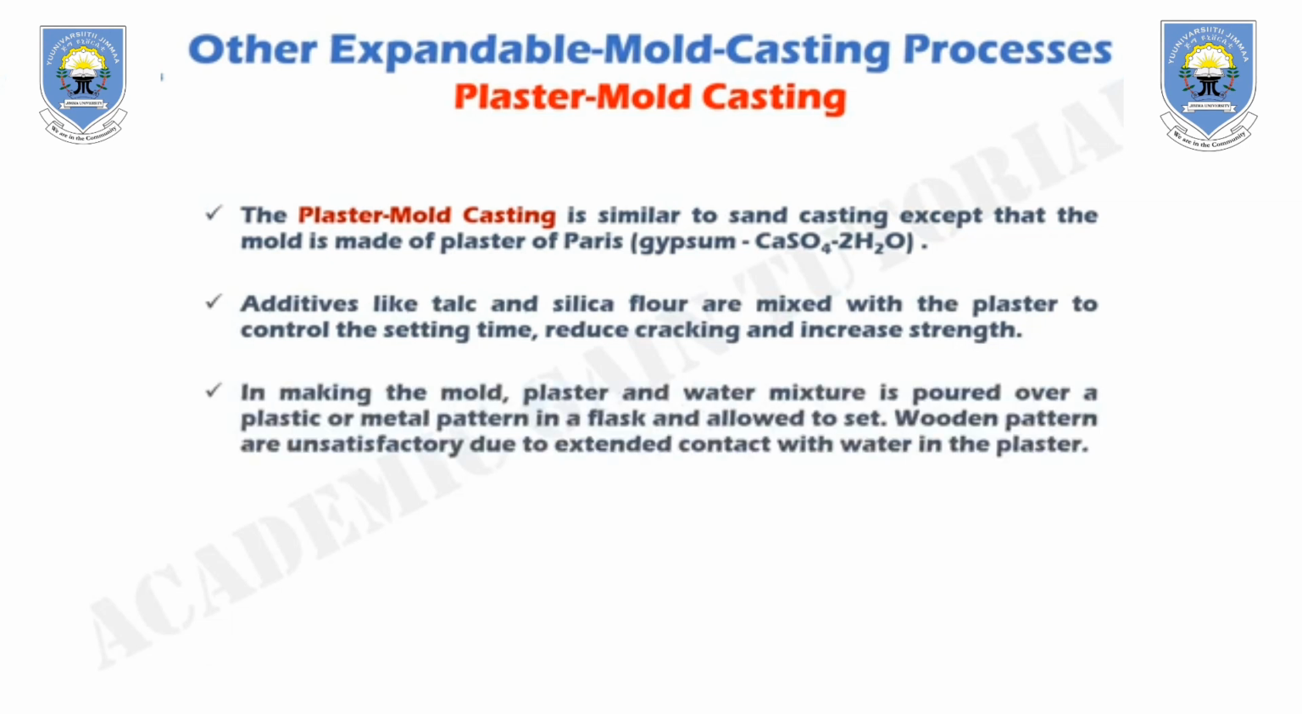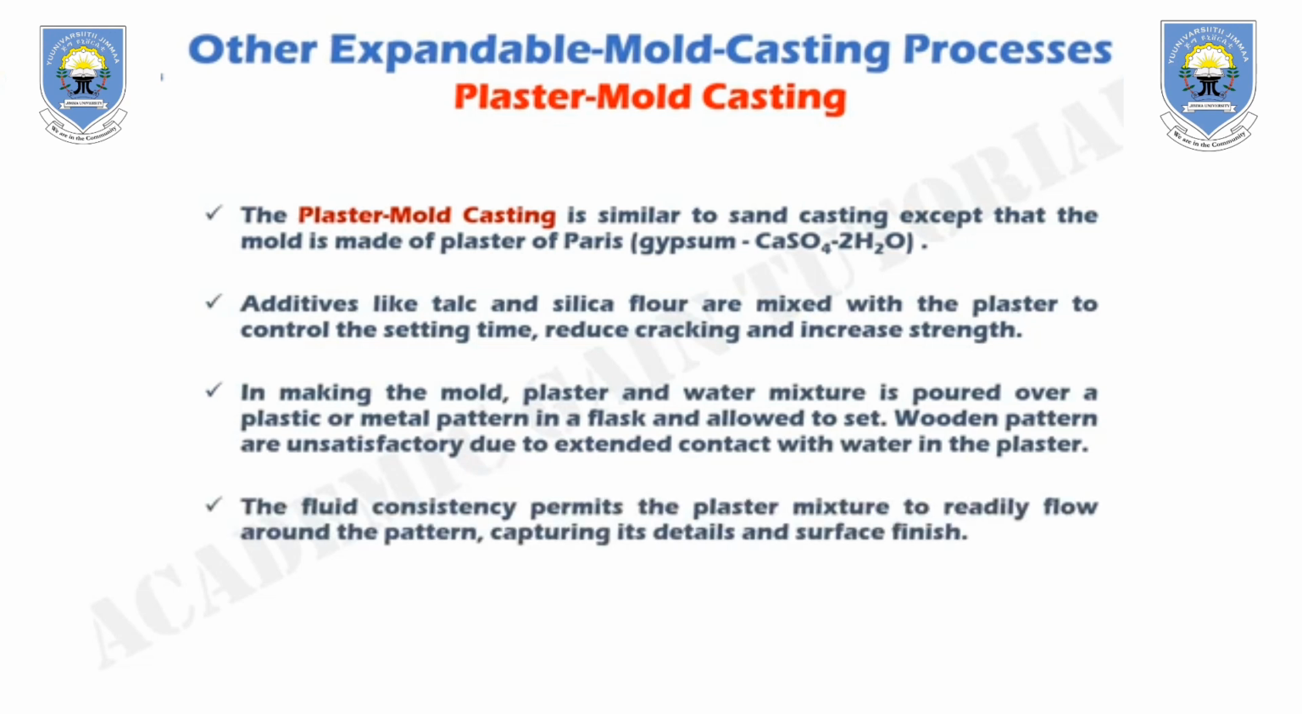In making the mold, plaster and water mixture is poured over a plastic or metal pattern in a flask and allowed to set. Wooden patterns are unsatisfactory due to extended contact with water in the plaster. The fluid consistency permits the plaster mixture to readily flow around the pattern, capturing its details and surface finish.